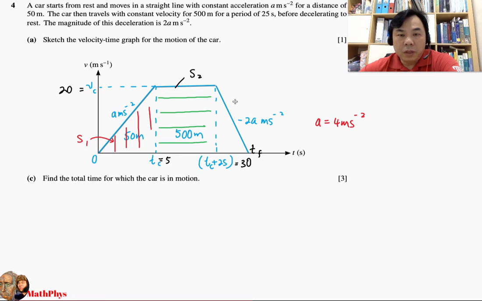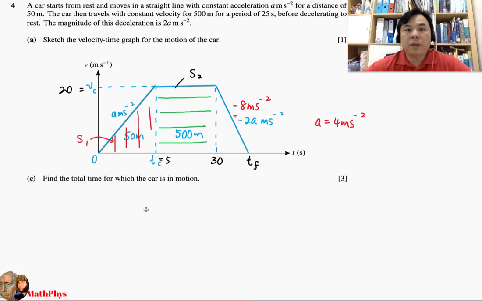Therefore this deceleration, or this acceleration, is negative 8 meter per second square here, which is the same as this. All right. Now let's take a look at how to work this out. We know that this is 30. Let me clean this up so that we can see this more easily. So this is 30, and then this part will be TF here.